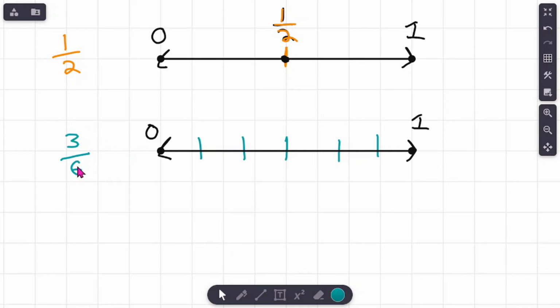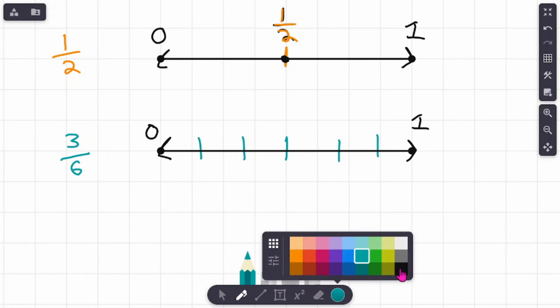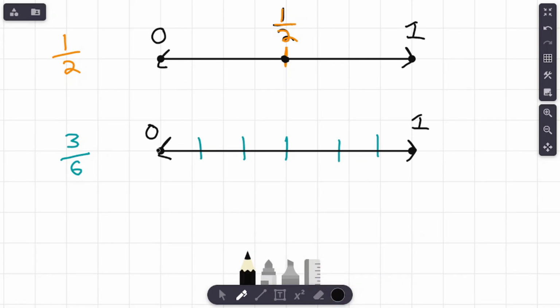Now, our fraction is 3/6. So when we are putting our point, we need to go over 3. So here we go. We start at 0. 1, 2, 3. Here we are. I'll show you that one more time. We start here. 1, 2, 3. There is where 3/6 would be at. Let me label that for you. This is where 3/6 is at.